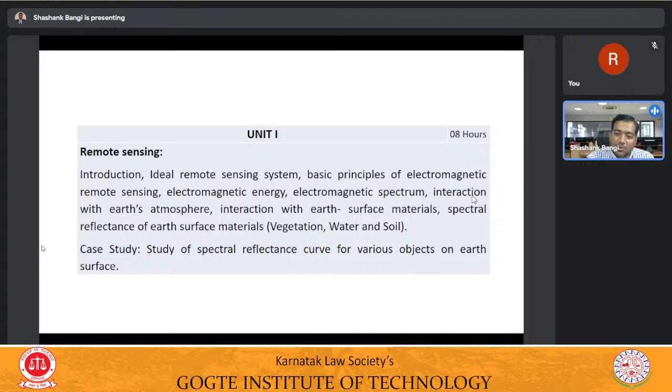So along with that, you are going to learn the interaction of electromagnetic radiation with the Earth's surface as well as the atmosphere, and how to capture the information, and what is the use of electromagnetic radiation for capturing different materials which are present on the earth.